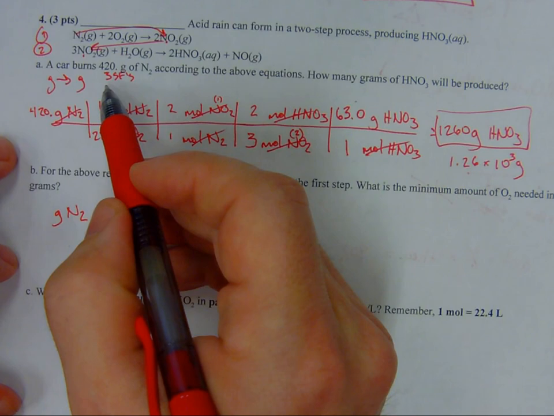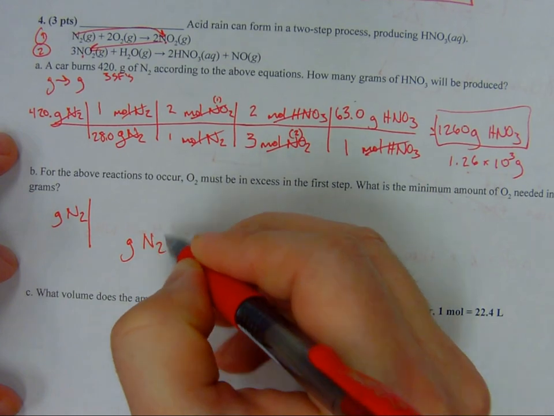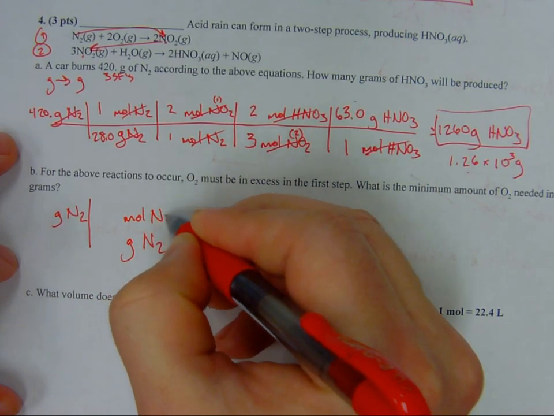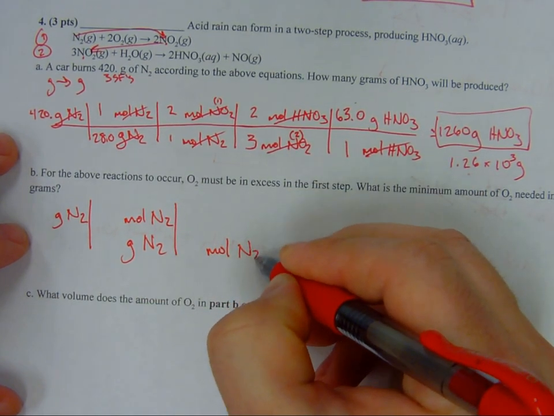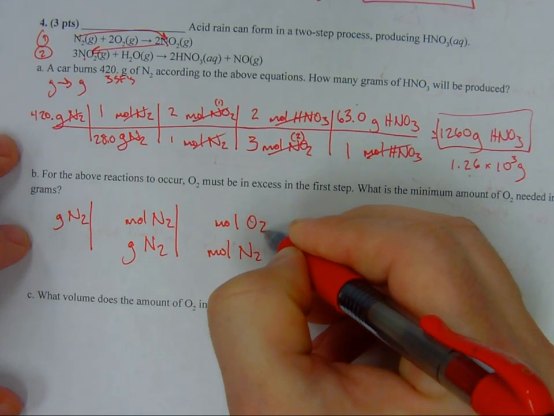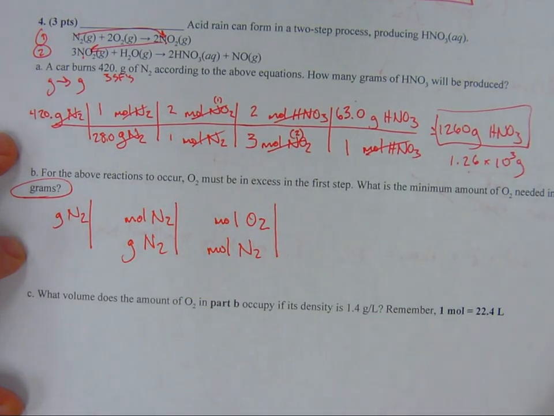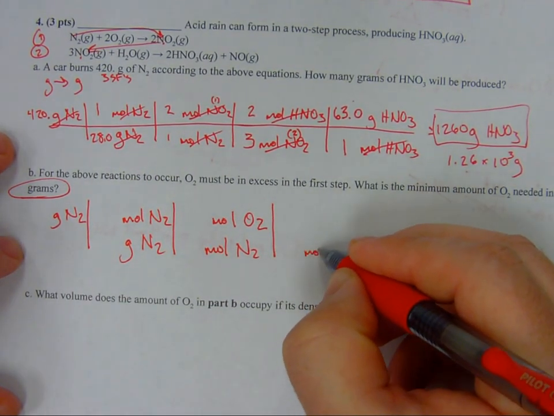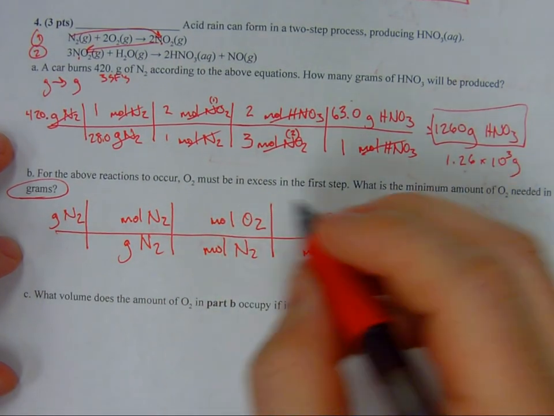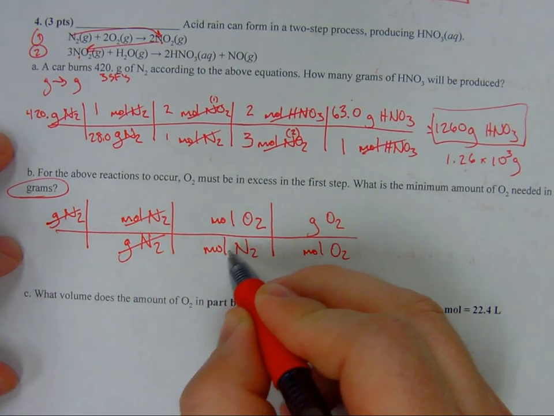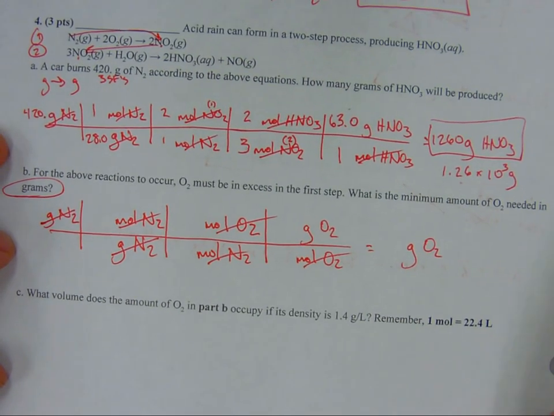So we can start from grams of N2, which is what part A gives me. I'm going to immediately convert out of grams of N2 into moles of N2. So I can use the mole ratio between N2 and O2. Now I have one more step because this question is asking in grams. Don't forget that. So I'll go moles of O2 to grams of O2. See if everything cancels. Grams cancels grams, moles with moles, and we are in terms of grams of O2. Looks like we're looking good.